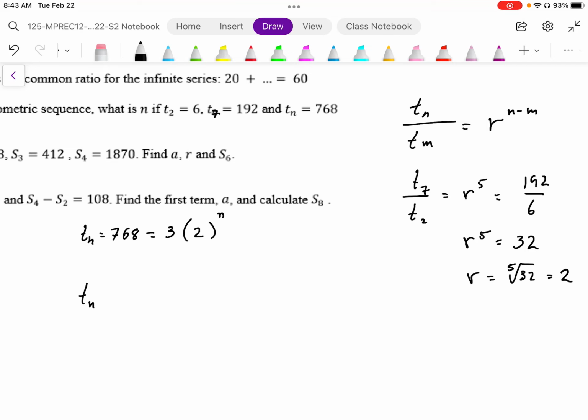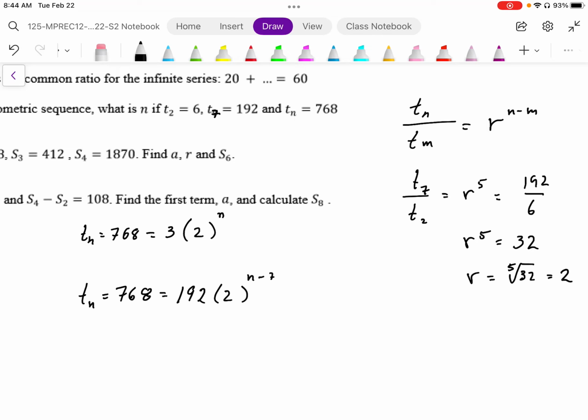I'm going to let Tn equal 768, but instead of starting at 3, I'm just going to start at 6. We could start at T2, which is 6, or we could start at T7, which is 192. It doesn't really matter. In fact, I'm going to use 192. I'm going to start at T7, and this is going to be 2 to the power n minus 7. So the power just represents how many times we use the exponent between n and 7. So the n minus 7 just represents the number of steps from 7 to the n that we're trying to solve for.